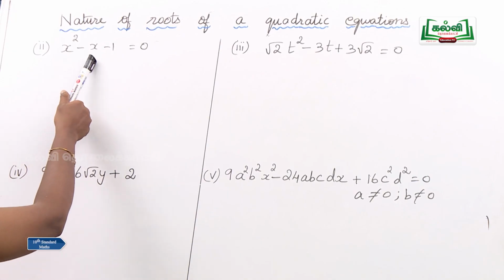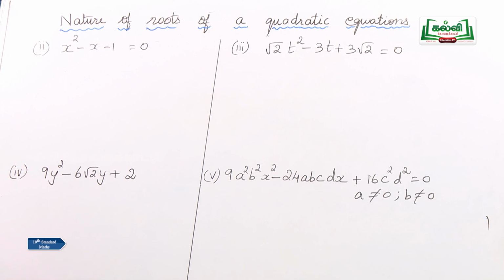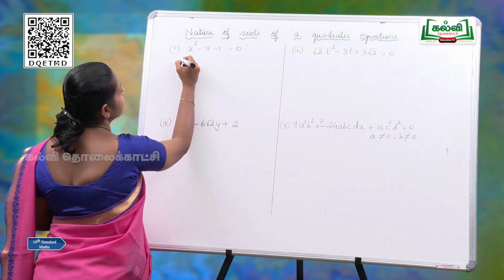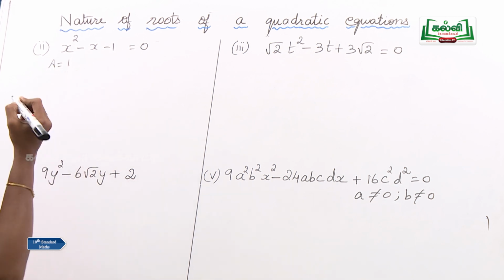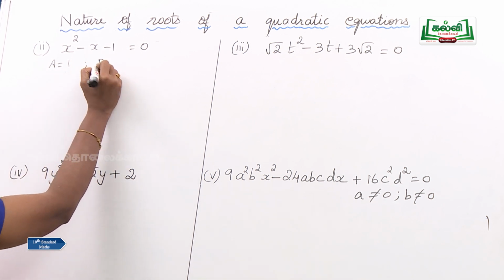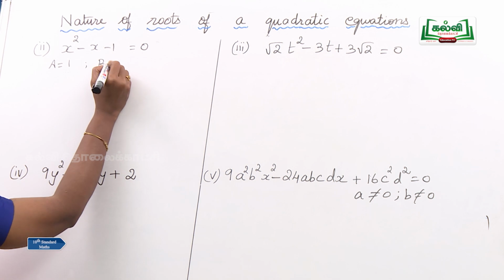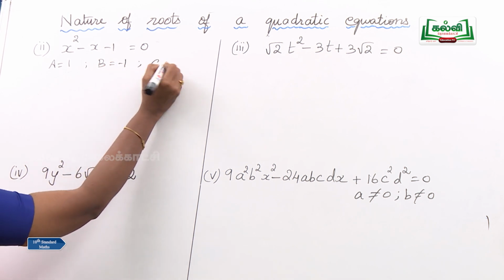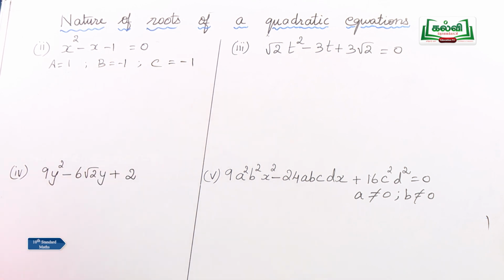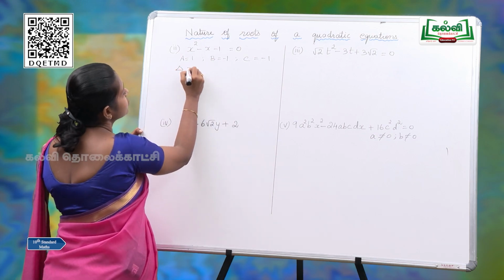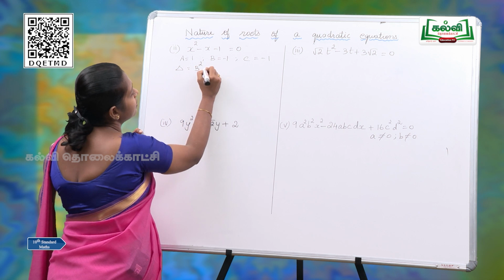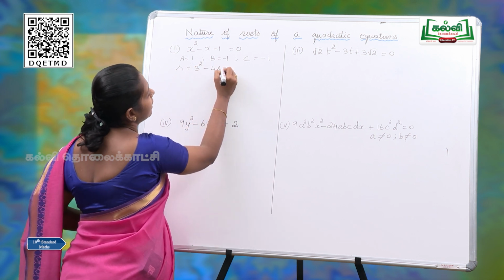Now, we are going to do the second question. X squared minus x minus 1 equal to 0. You know well, first we have to identify what is A. That means coefficient of x squared, 1. Next, what is B? Coefficient of x, that means minus 1. And here C is constant, that is also minus 1. You know that discriminant, what is that? Delta, which is equal to B squared minus 4AC.